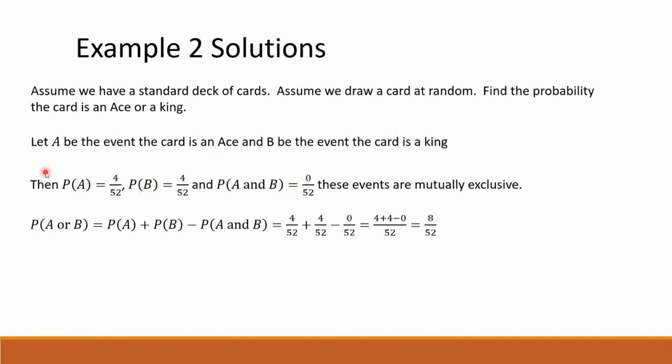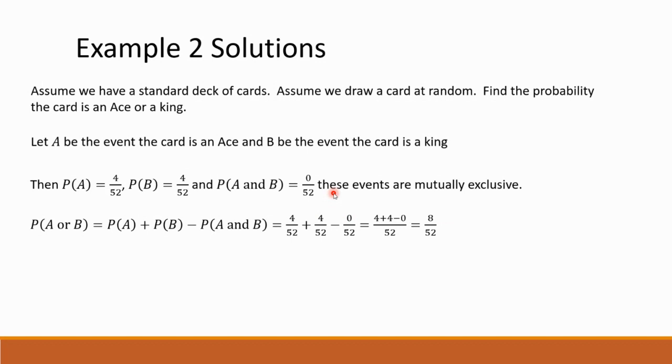Each one of those has probability 4 out of 52. There are 4 aces in the deck, and there are 4 kings in the deck. So the probability of A or B, as you can see here, is 8 out of 52. Again, this is 0. I really didn't have to write it, but I felt better doing it.